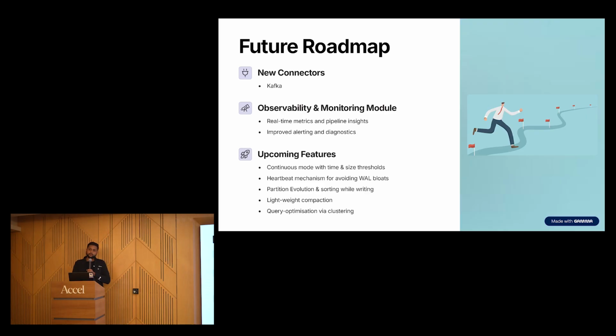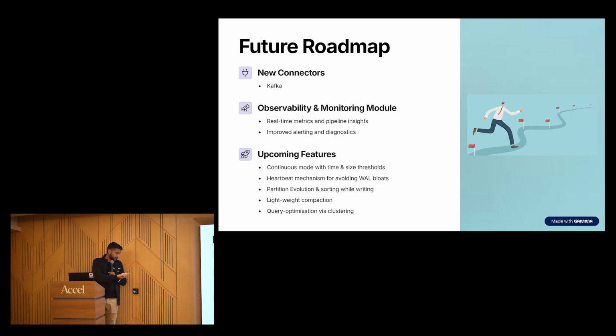So the future roadmap that we have today is, as I mentioned, we are going to launch Kafka in the next 1 or 2 weeks. We definitely have observability and monitoring requirements. So we're going to work on that, especially if you want to get notified when your sync fails, or you want to see how your throughput is doing, what the statistics and real-time metrics are. And apart from that, we have a lot of good features coming up.